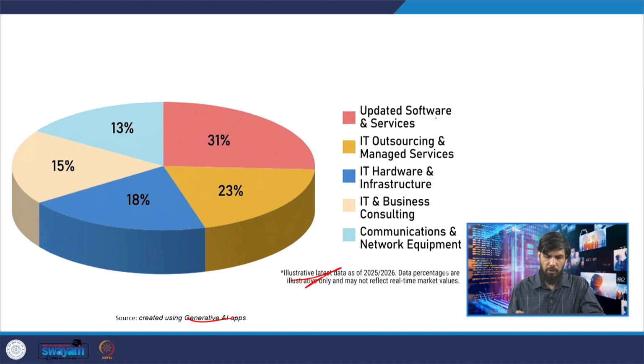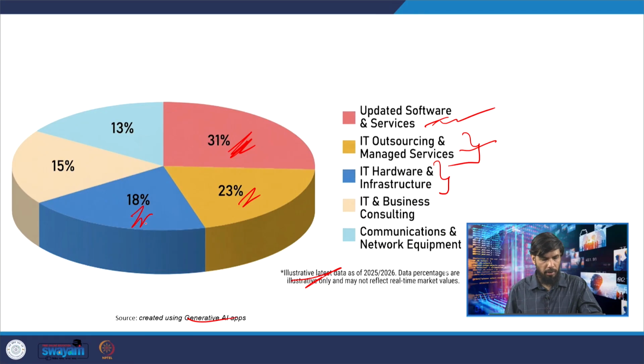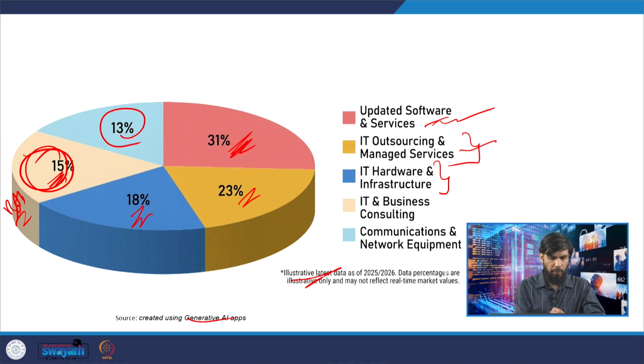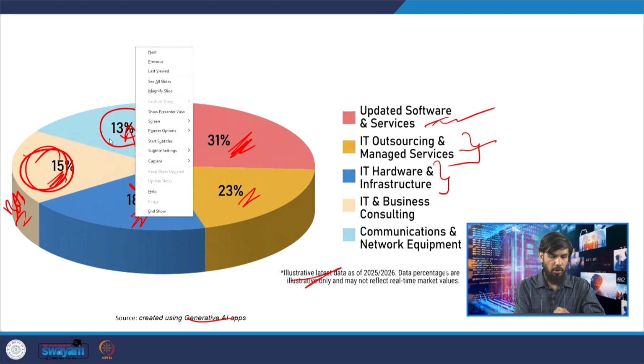If we look at this data, you can see the same thing that we hoped we would see. Updated software and services is the largest component, followed, not closely, but in second place, by IT outsourcing and managed services, and then we have the IT hardware and infra part here. Then IT and business consulting is here, which is a mix. Then communication network is here. So, you can see communication and network, this is the hardware axis. This is IT hardware infrastructure and communication and network equipment.